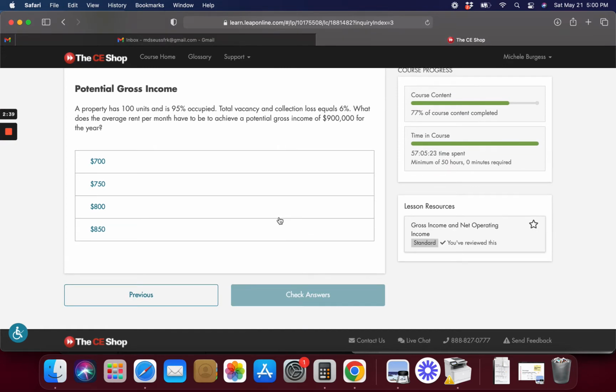All right, a property has 100 units, 95% occupied. Total vacancy, 6%. What does the average rent per month have to be to achieve a potential gross income of $900,000? I feel like I'm listening to Bigger Pockets.